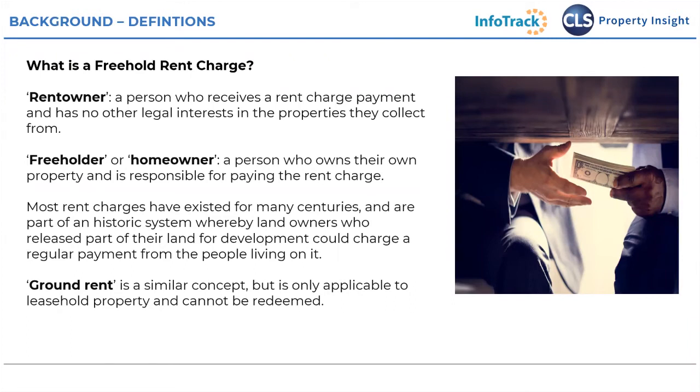Now, I'll give some of the commonly used definitions here for a bit of further information and context. A rent owner is a person who receives a rent charge payment and has no other legal interest in the property they collect from, as mentioned in the previous slide. A freeholder or homeowner is a person who owns their property and is responsible for paying the rent charge. And ground rent is a similar concept, but is only applicable to leasehold properties and cannot be redeemed.